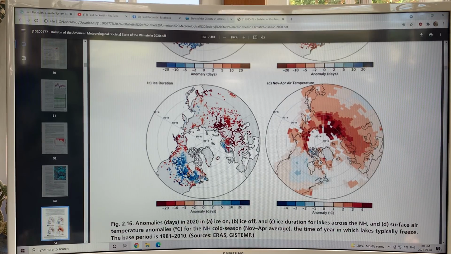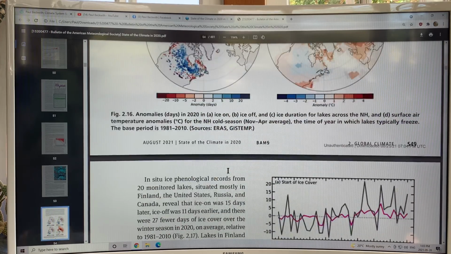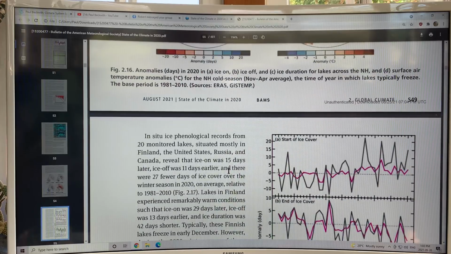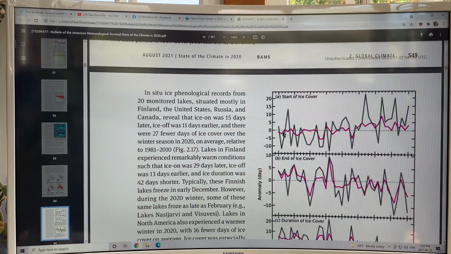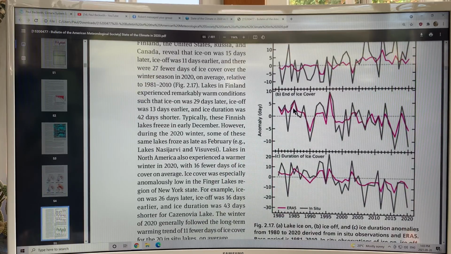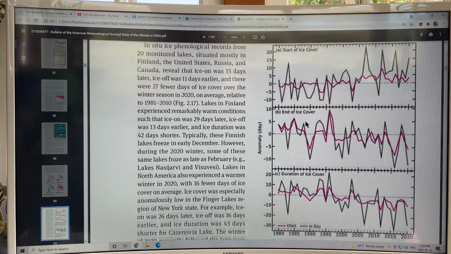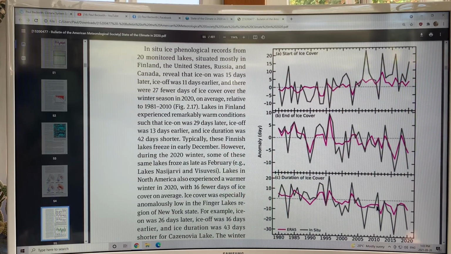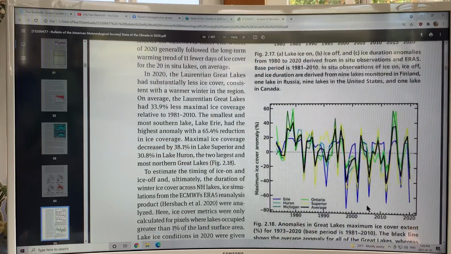There's some lakes here, where it's been colder in this region. This is the air temperature. You can see the lakes are just being hammered, of course, no surprise there. Start of ice cover is getting later and later in the fall, and the end of ice cover is getting earlier and earlier. So the duration of ice cover from these two curves is decreasing significantly on lakes.